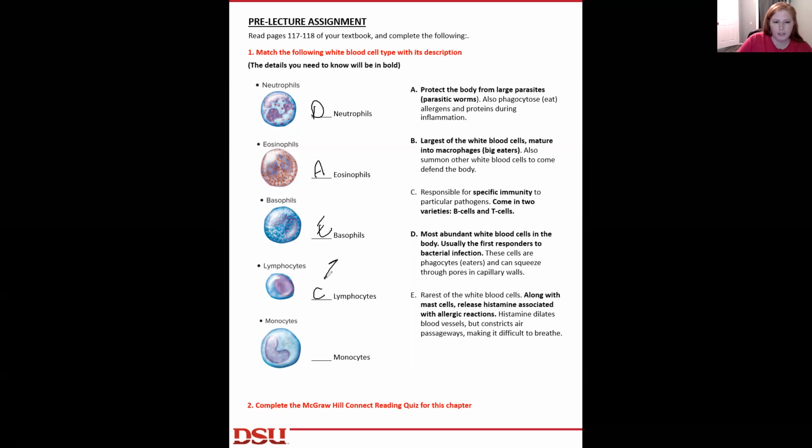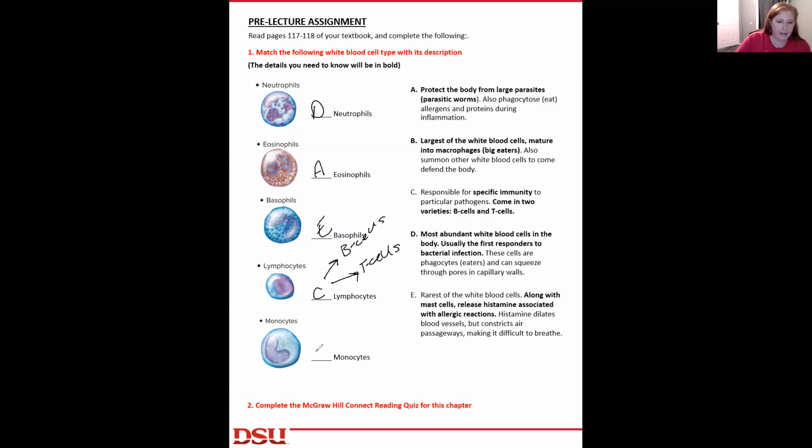Lymphocytes mature into either B cells or T cells. And these guys are important because they're kind of the assassins of the white blood cell group. In other words, they have specific targets that they go after.